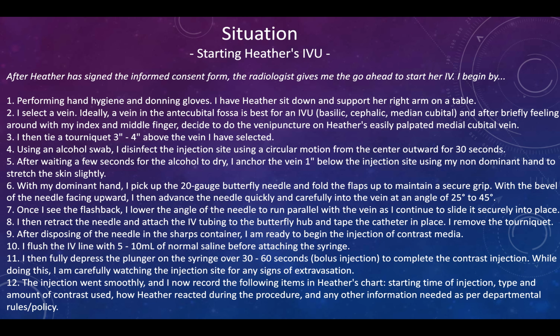With my dominant hand, I pick up the 20 gauge butterfly needle that I've selected, and I fold up those flaps so I can have a nice secure grip. With the bevel of the needle facing upward, I then advance the needle quickly and carefully into that vein at a 25 to 45 degree angle. And once I see the flashback, that little bit of blood going into the tube, I lower the angle of the needle so it's more parallel with the vein as I just slide it securely into place.